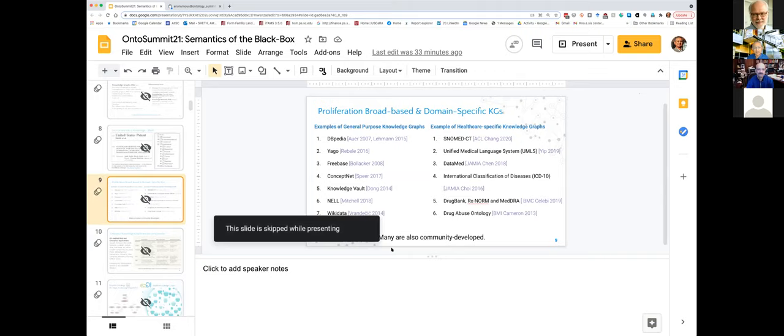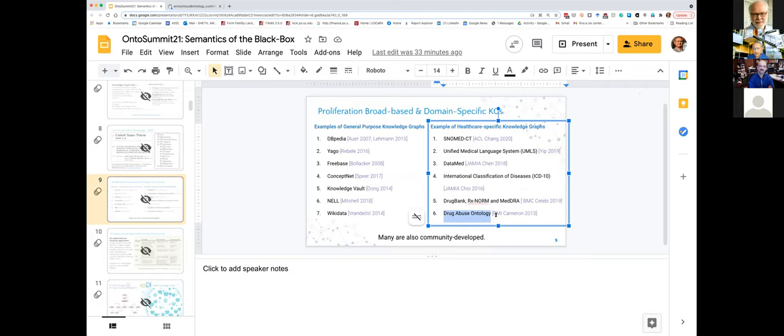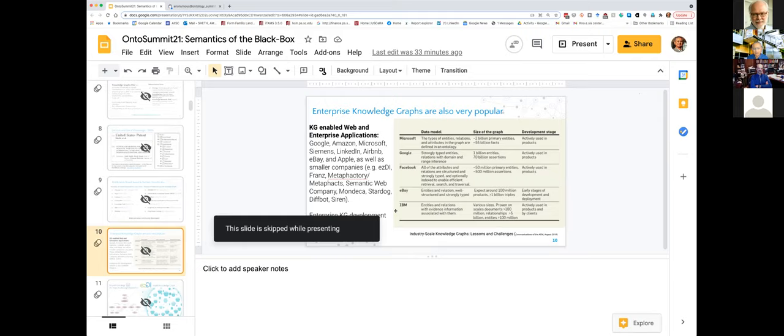And there are so many knowledge graphs here. This is just a partial list of knowledge graphs. Here are the general purpose knowledge graphs. Here are the health specific knowledge graphs. For example, we have built an ontology called drug abuse ontology. That is a deep understanding of all the concepts involved in addiction. And of course, enterprises are using knowledge graphs. So all of these companies that are listed, they have their own knowledge graphs.